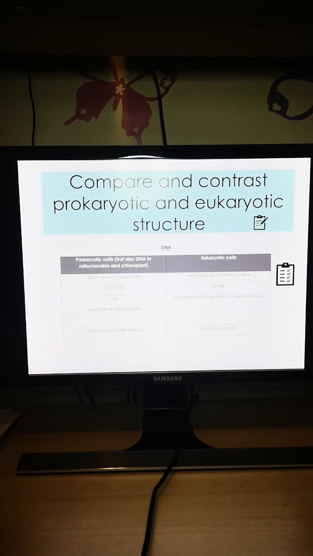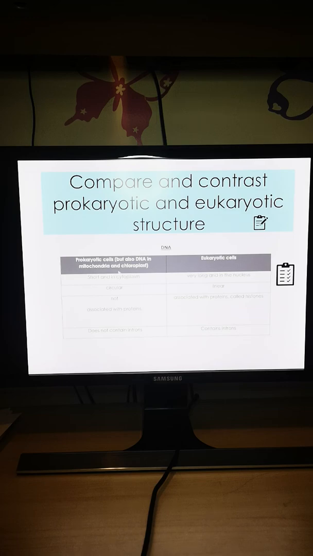So you'll find this table at the beginning of your topic 14 keynotes as a recap from your cells topic. So in your cells topic, we ask you to compare and contrast prokaryotic and eukaryotic structure. Within there, you should have these bullet points for DNA. So we're moving on to protein synthesis. And within that topic, we will need to know about the differences and similarities in DNA in eukaryotic and prokaryotic cells.